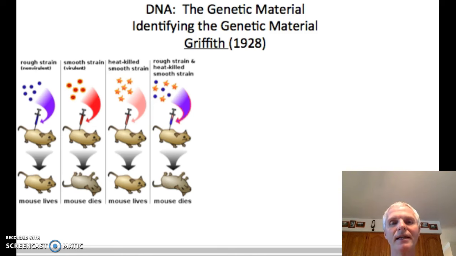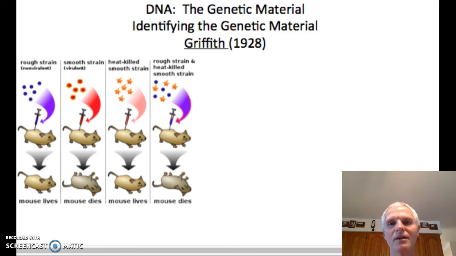Then he used heat to kill the smooth strain. And again, as you would expect, because he killed the smooth strain bacteria, they did not kill the mice. But then what he did is he took the heat-killed smooth strain, which again are virulent, and he mixed them with the rough strain, not virulent bacteria. And to his surprise, when he took that mixture and injected it in the mice, they died.